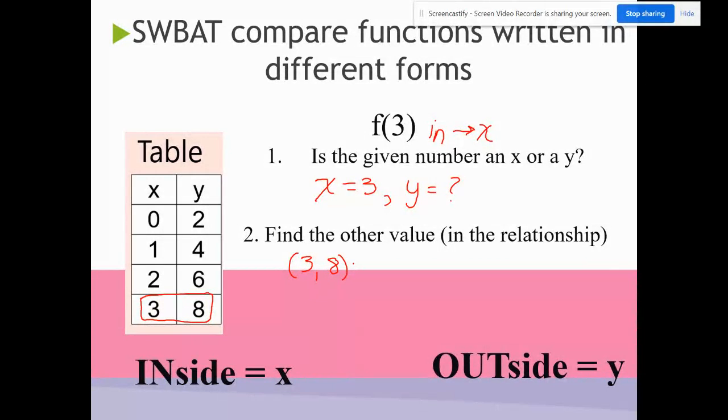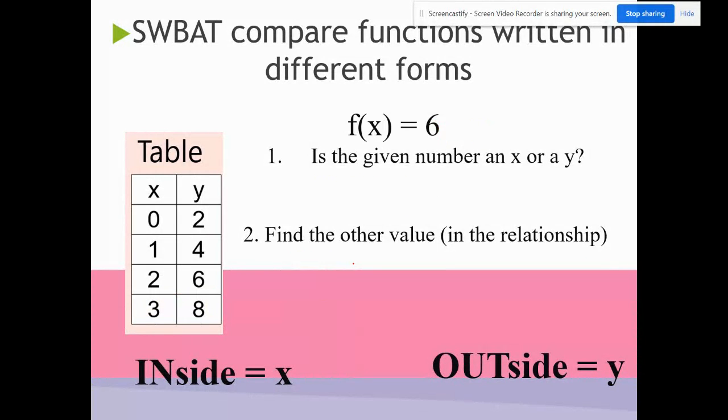So first question, ask yourself, is the number 3 an x or a y? Insides are x, outsides are y. And then figure out who the other thing in the relationship is. So this one is going to be opposite. I see that the 6 is on the outside.